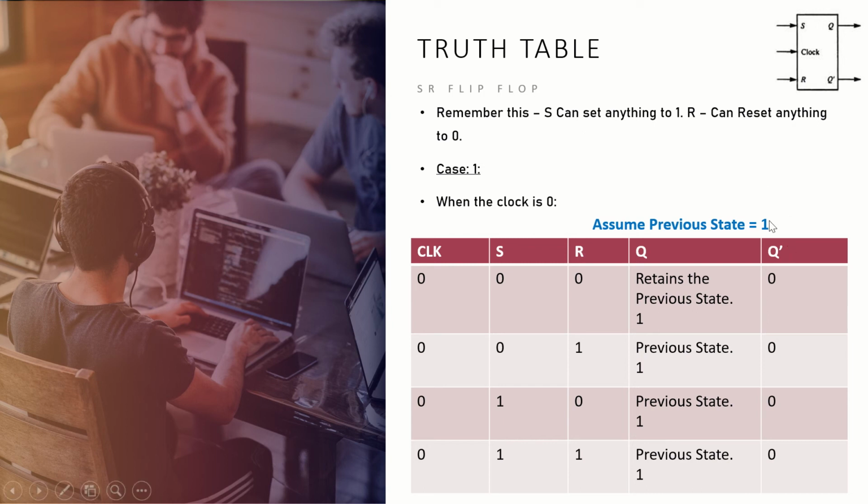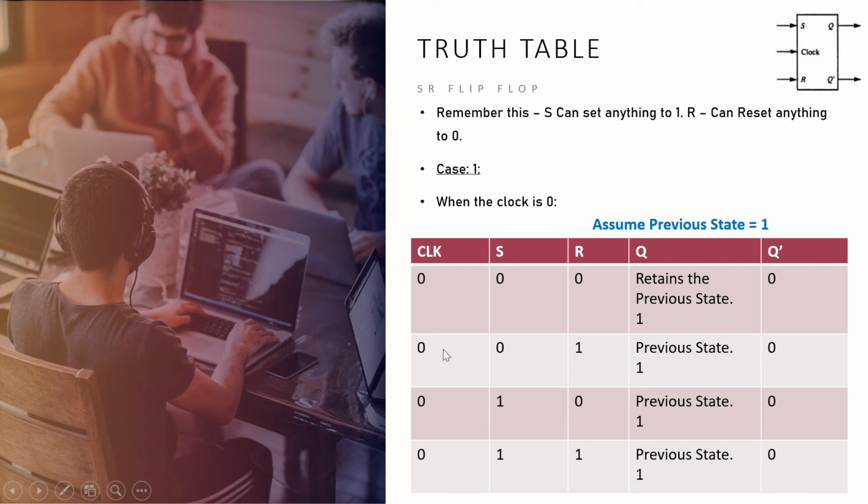Let's assume the previous state is 1. This is traditional. We have been doing this for a long time. That's it. Let's go into the truth table and we will understand and analyze step by step. First, the clock is 0, S is 0, R is 0. It will retain the previous state. When the clock is 0, it will retain the previous state irrespective of whatever be the value for R and S.